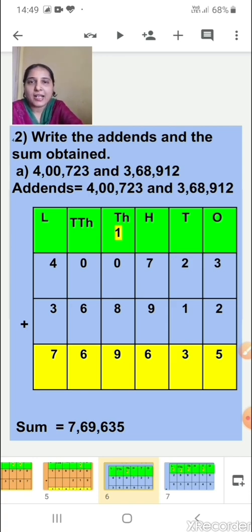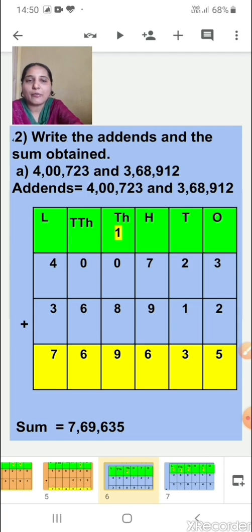4,723 and 3,68,912. So according to question, you have to write the addends and sum obtained. So what are the addends here? The addends are, which are being given here, 4,723 and 3,68,912. You have to write it like this because they are asking to write the addends. Now in the question it's been asked the sum obtained. So we will add them.